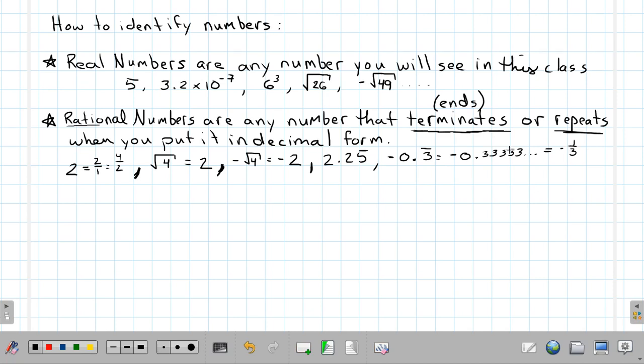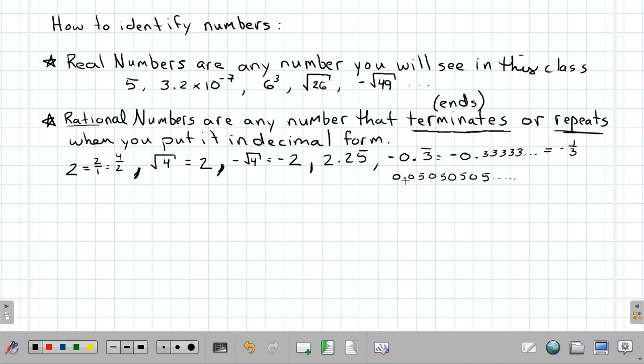So even if it does go on forever like this, if it repeats, it's still rational, okay? So you can have rational numbers that go on forever, but they have to repeat. Okay, so some number or some sequence of numbers has to repeat. So another example of this is the number 0.05050505, and so on, okay? This number goes on forever, and you can see the numbers 0 and 5 repeat themselves over and over and over again, okay? So these are two examples of numbers that don't terminate, but they do repeat.